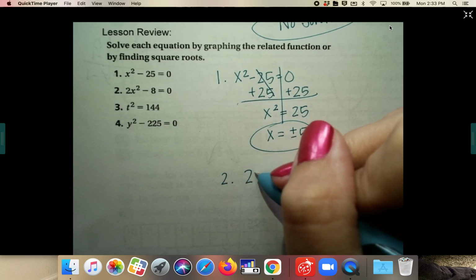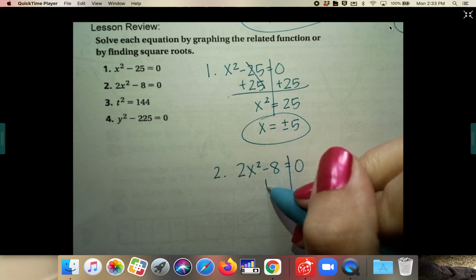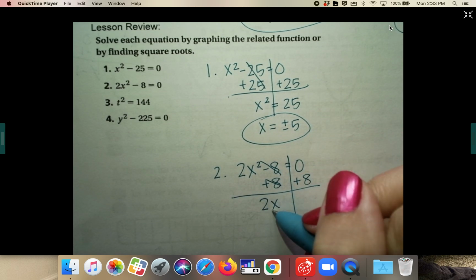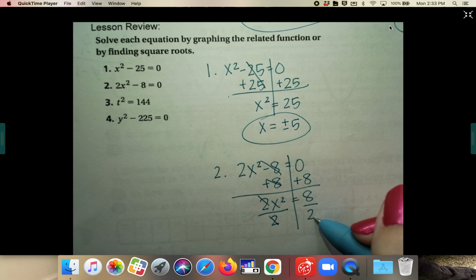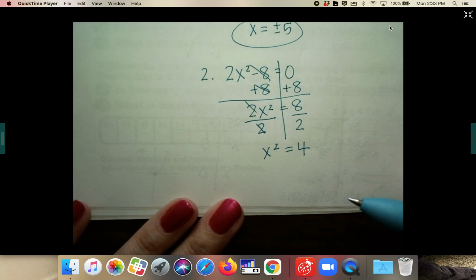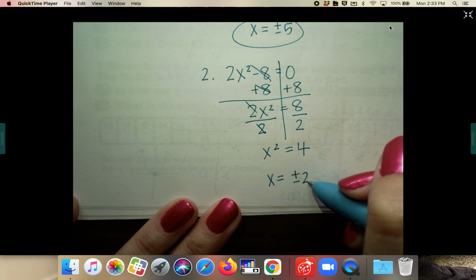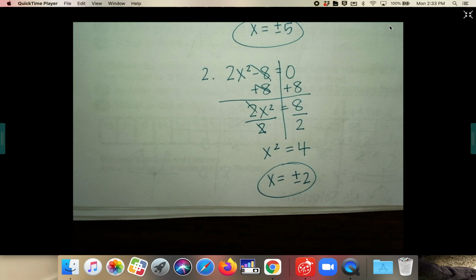Number 2 is 2x squared minus 8. So we're going to add 8. Bring down your 2x squared equals 8. Divide both sides by 2. X squared equals 4. So what is the square root of 4? That would be 2 and negative 2, because negative 2 times negative 2 is also positive 4.